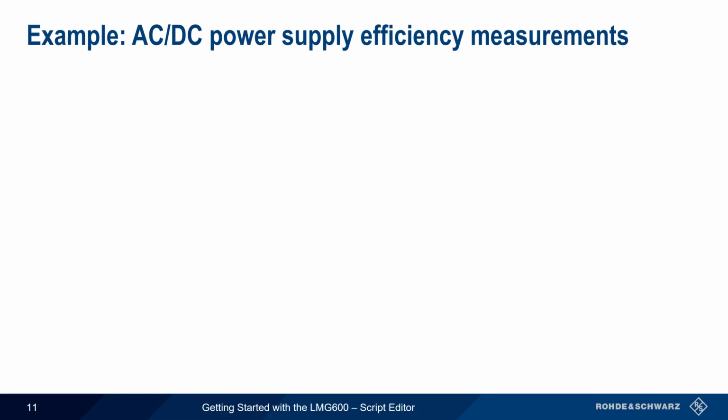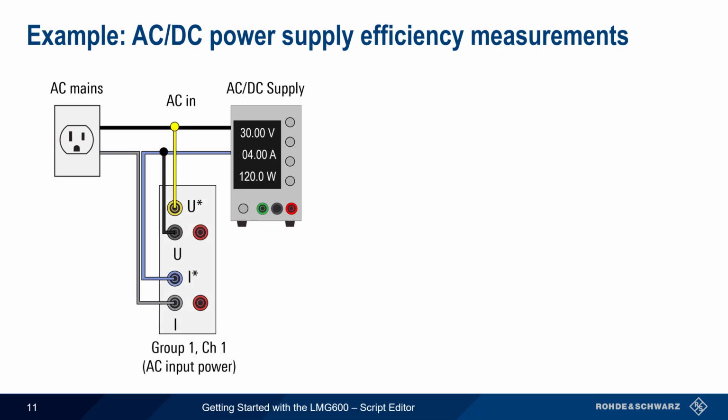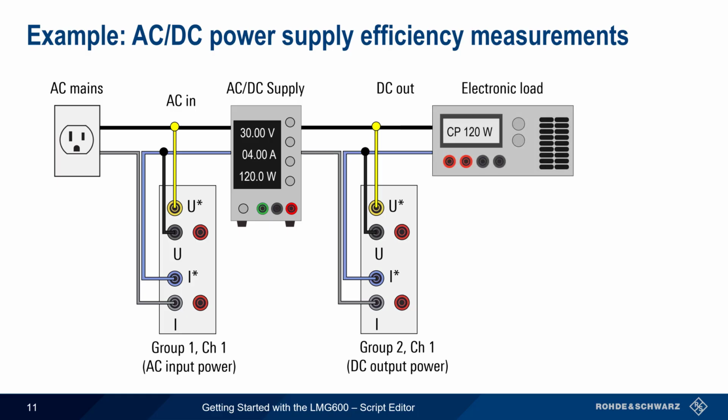Next, let's look at a slightly more complicated example, namely measuring the efficiency of an AC to DC power supply. To do this, we need to measure the power being delivered to the supply by the AC mains, and we'll use Group 1 Channel 1 of our LMG to measure this. On the DC side, we'll use Group 2 Channel 1 of the LMG to measure the DC power delivered to an electronic load. Using these two quantities, we can calculate the percent efficiency of the supply by dividing the DC power out by the AC power in and then multiplying by 100.